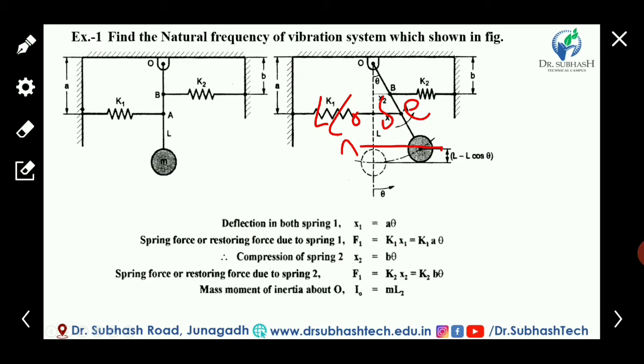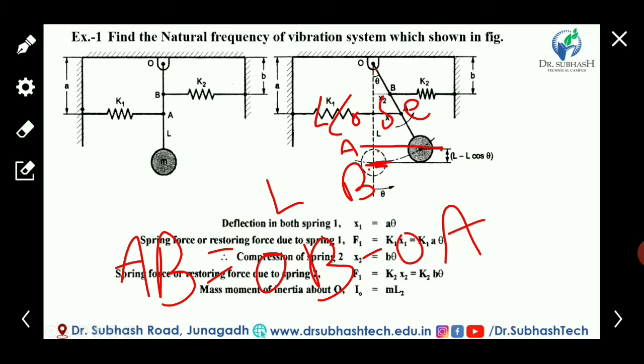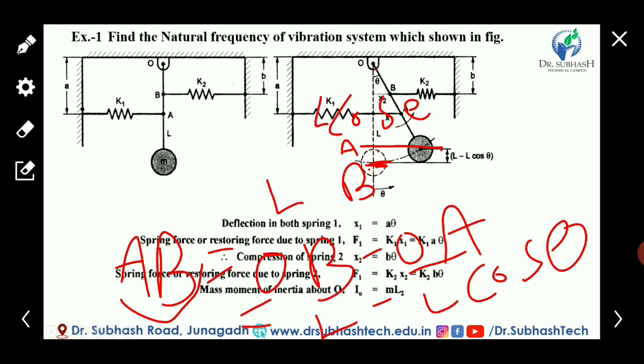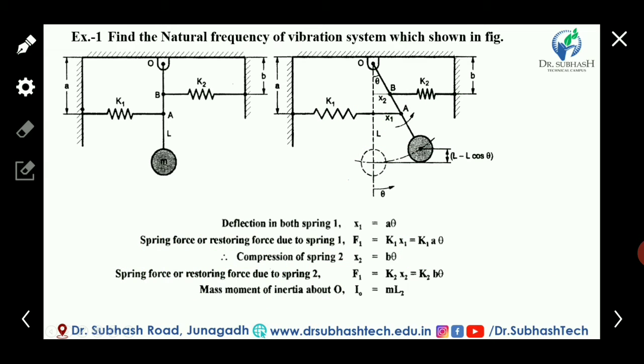So we can say that the distance O2A is aL cos theta, and this point is known as B. Then OB is aL. So we have to find out the distance AB. AB is equal to OB minus OA. OB is the total length L and OA is L cos theta. So the distance AB is equal to L minus L cos theta.